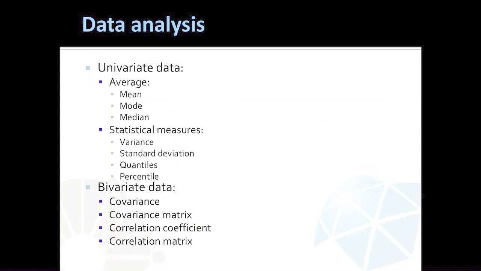Some of the most important concepts related to univariate data analysis are the average (mean, mode, and median) and the statistical measures: variance, standard deviation, quartile, percentile. Some of the most important concepts related to bivariate data are the covariance, covariance matrix, correlation coefficient, and correlation matrix.